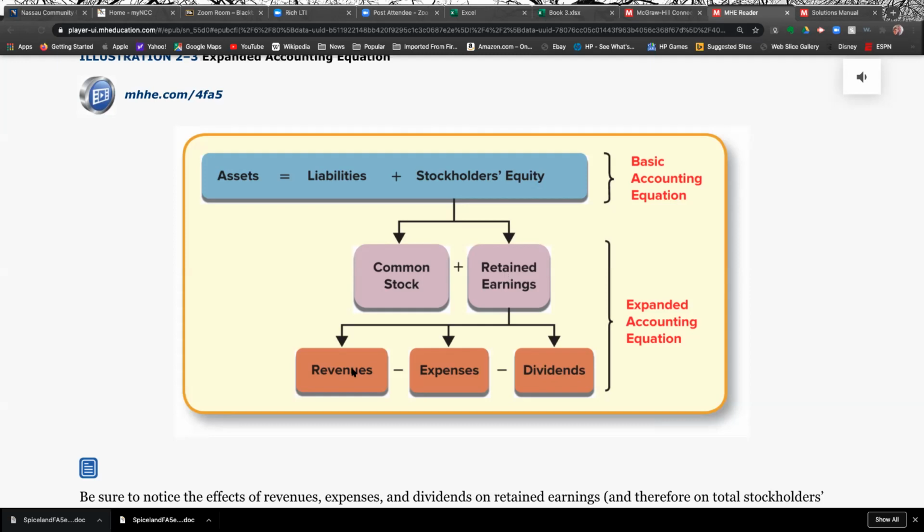But what's net income? Net income is revenue minus expenses. Net income minus dividends is retained earnings. So look how they show it here. Common stock and retained earnings. However, retained earnings is increased by revenue. It's decreased by expenses. See the minus sign? Decreased by expenses, decreased by dividends. So now we're going to look at some transactions that are going to take this into consideration.